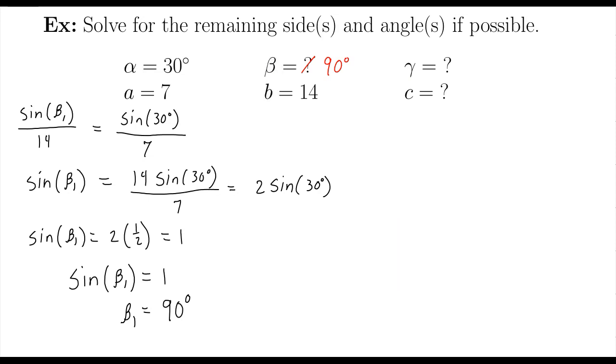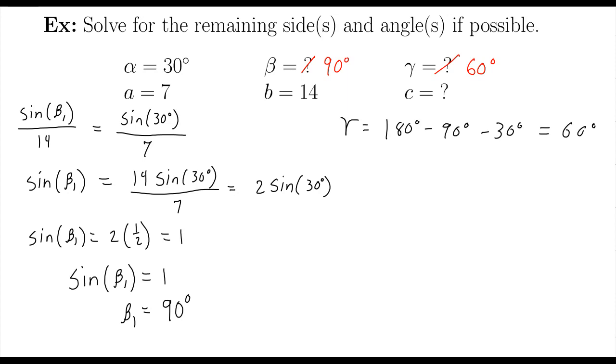All right, so now let's find gamma. Remember, gamma can be found by subtracting 180 degrees minus 90 degrees minus 30 degrees. That comes out to 60 degrees. So gamma is 60 degrees. Let's say it's a 30, 60, 90 triangle. Okay, so now let's find side C.